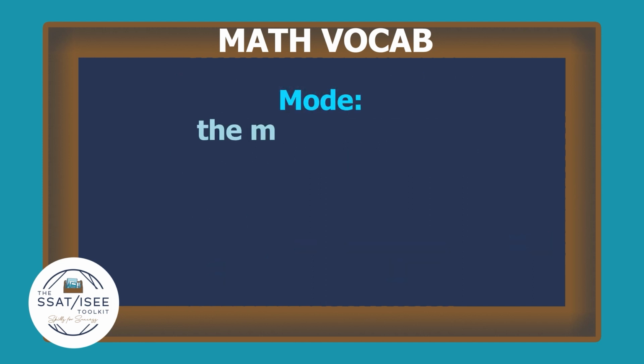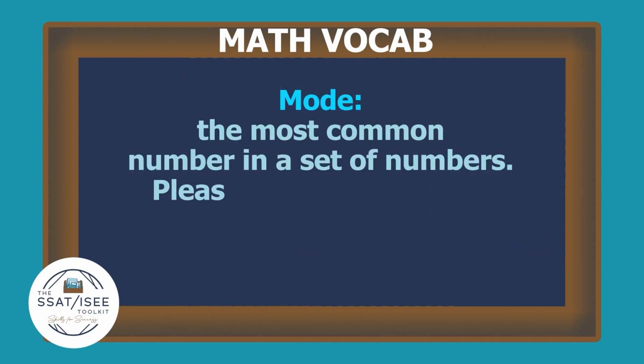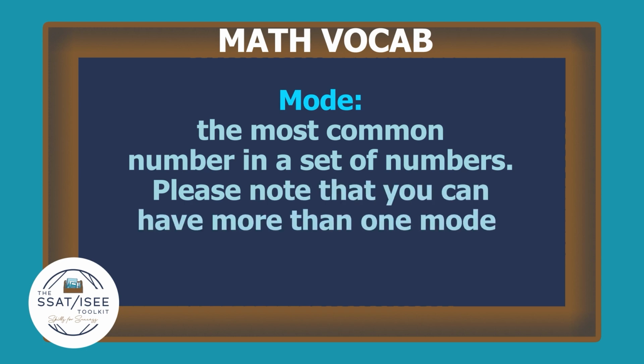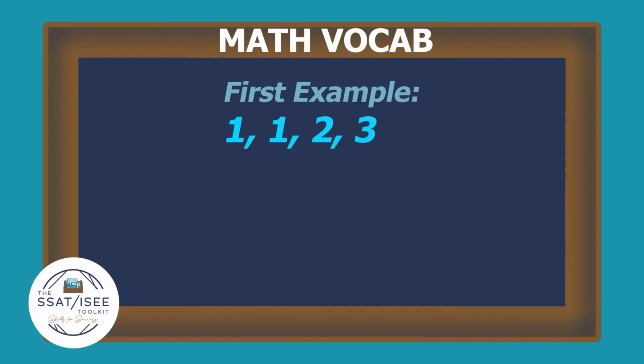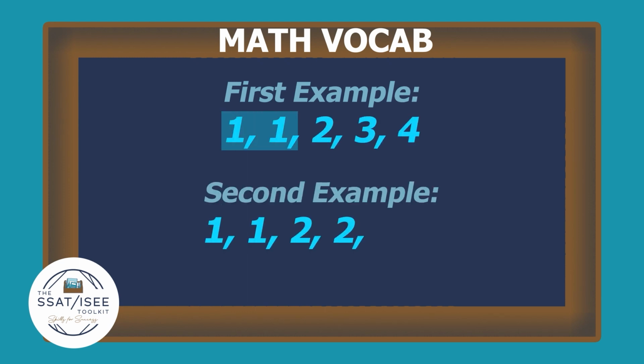The mode is the most common number in a set of numbers. Please note that you can have more than one mode, or you can have no mode. In the first example, the mode is 1 because it appears the most times. In the second example, the mode is both 1 and 2 because they both appear 2 times.